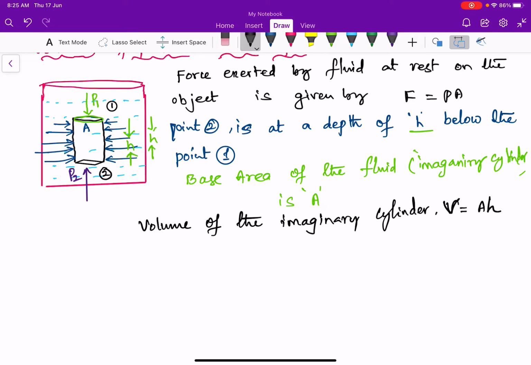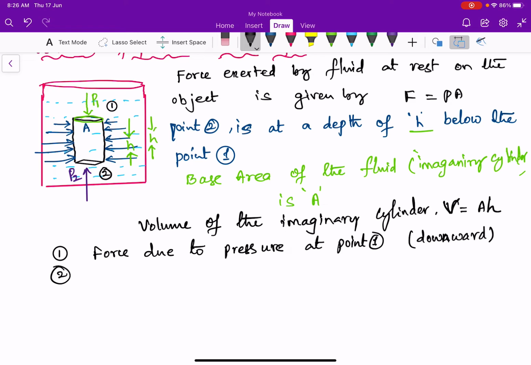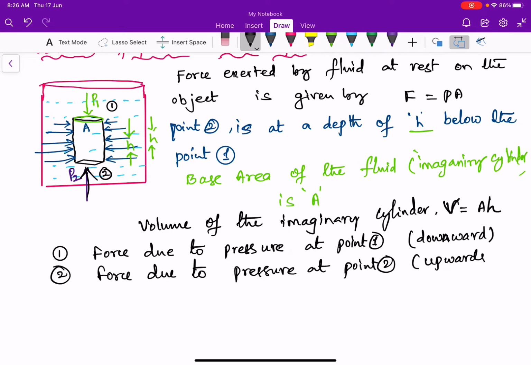Now how many forces are acting on the object? Three forces are acting. One is the force due to pressure at the top level at point 1, which is pointing downwards. The second one is the force due to pressure at point 2, which is pointing upwards. And the third one is the weight of the imaginary cylinder.